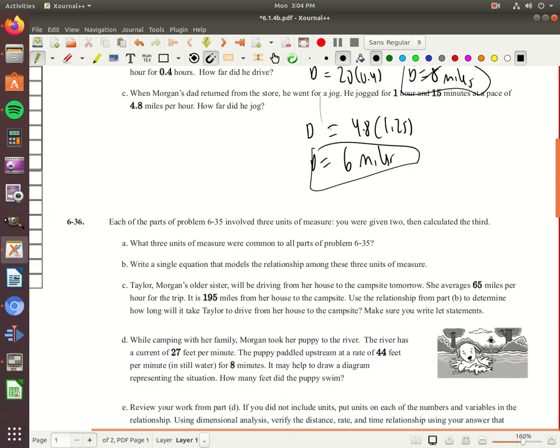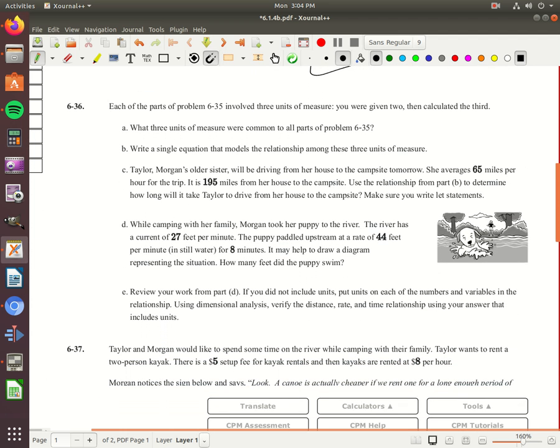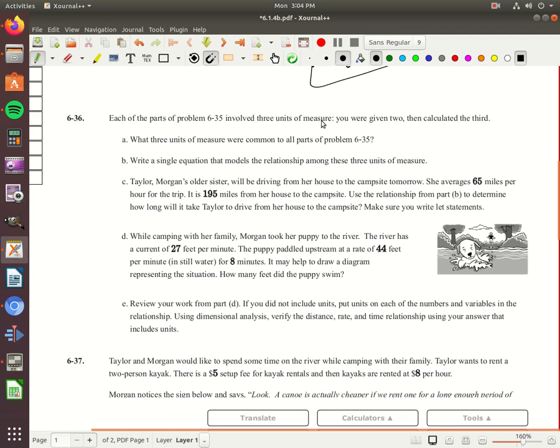So it says each of the parts of problem 635 involve 3 units of measure. You were given 2 and then calculated the third. What 3 units of measure were common? Distance, rate, and time. Write a single equation. How about distance equals rate times time? All right, so let's go ahead and answer question C.